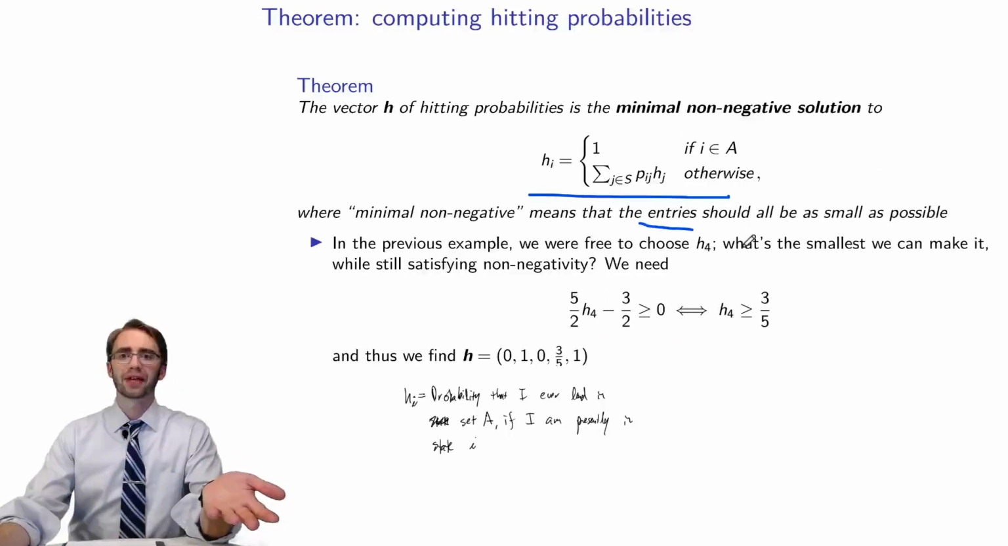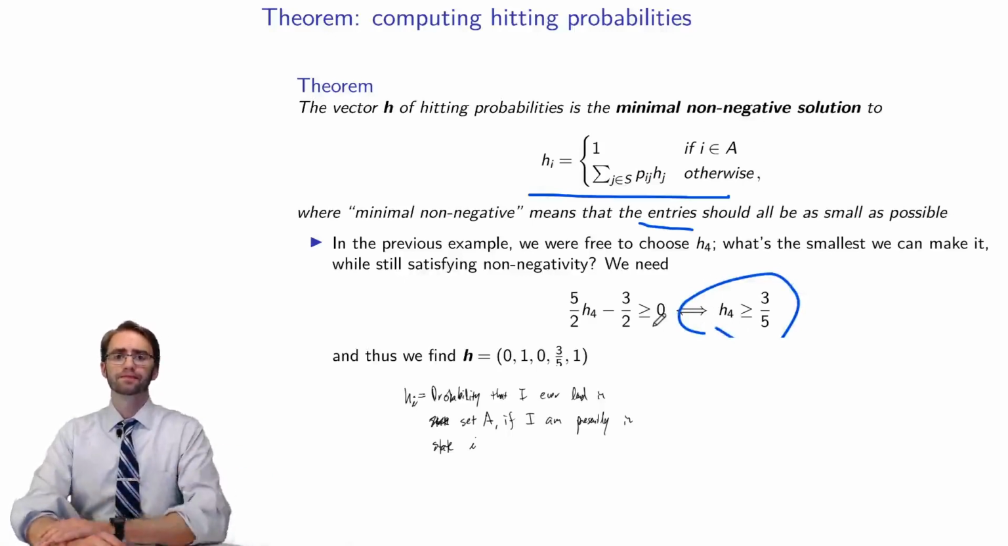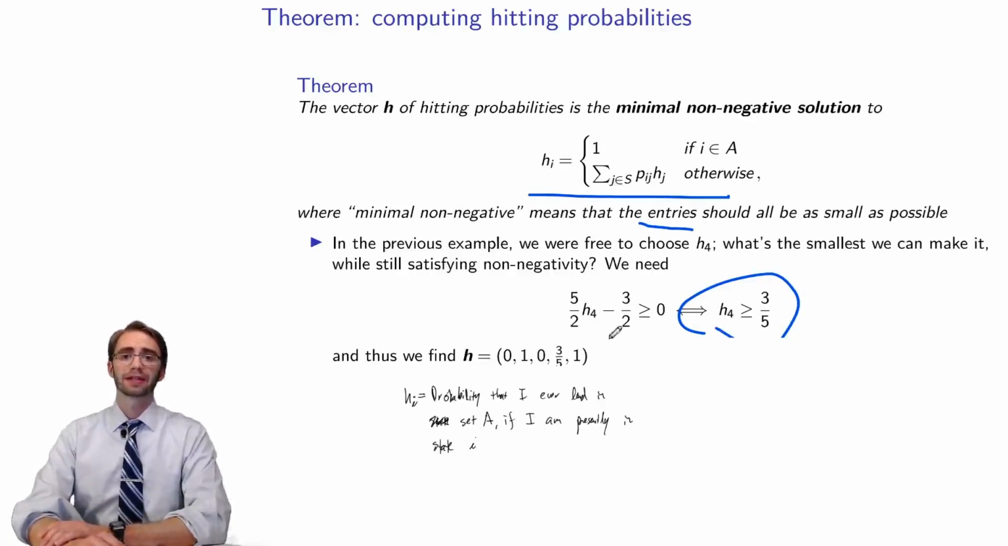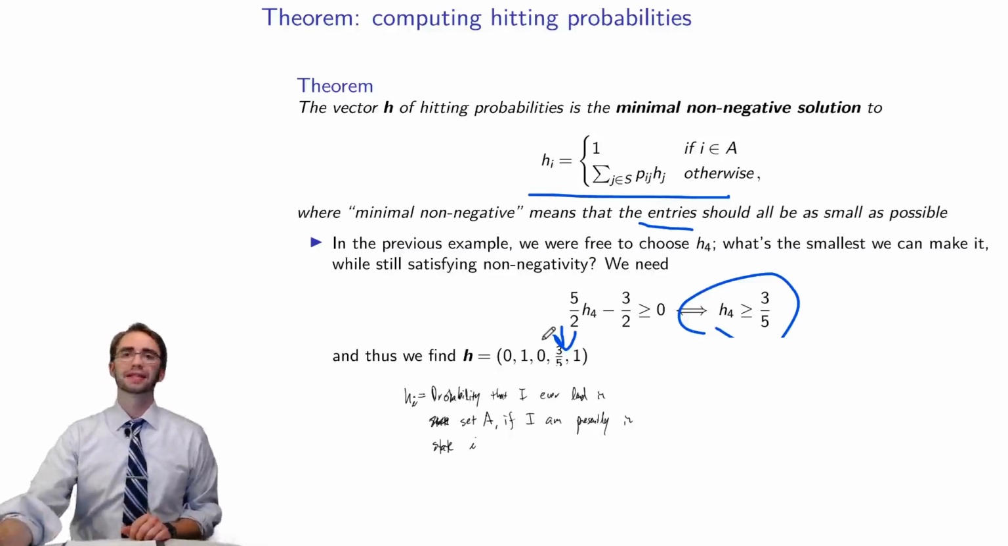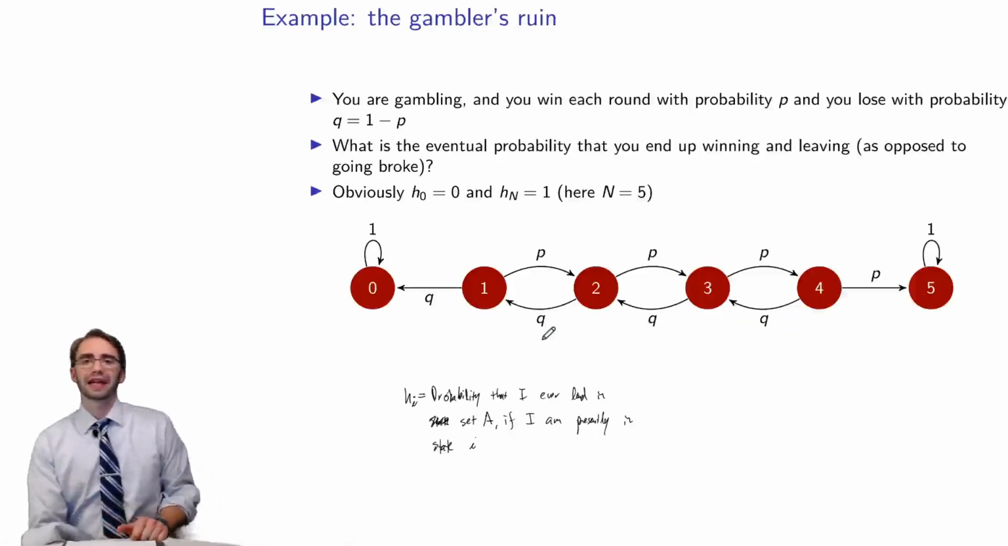It turns out the value you would choose is setting H4 to be 3/5. So you fix H4 to be 3/5, and your hitting probabilities look like that. There's a 3/5 for H4, and then some 1s and some 0s in other places. So those are hitting probabilities. Now let's use this to study that gambling problem.